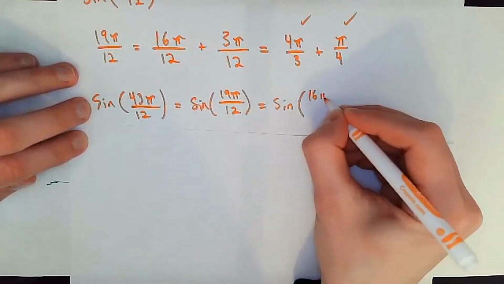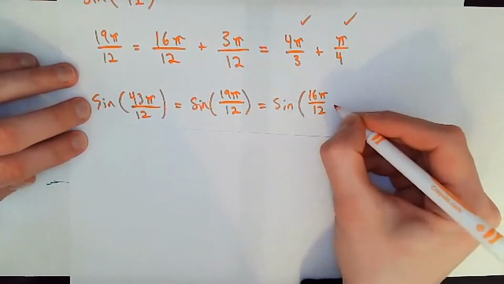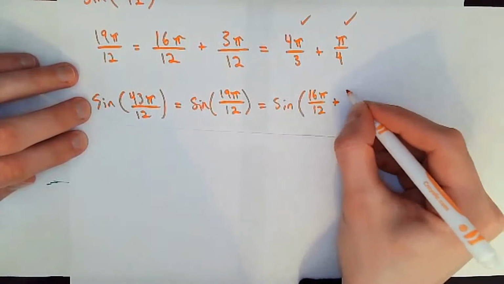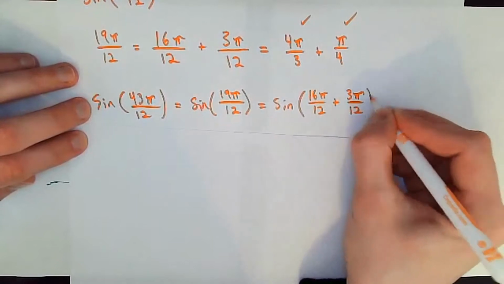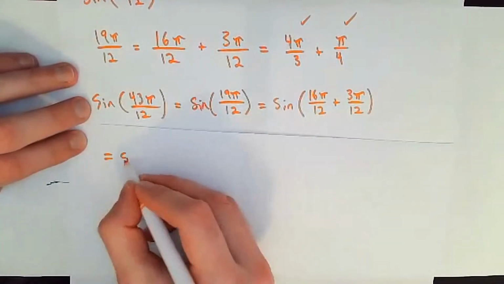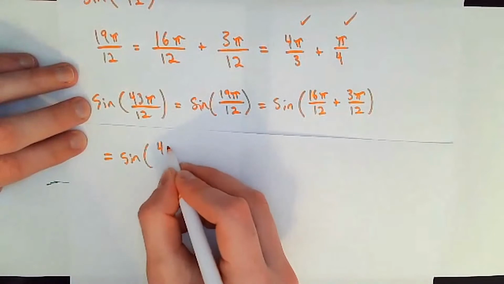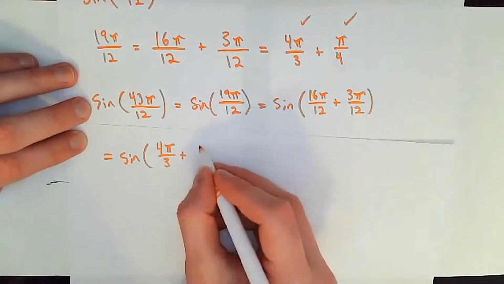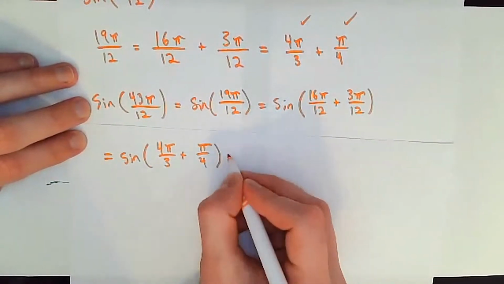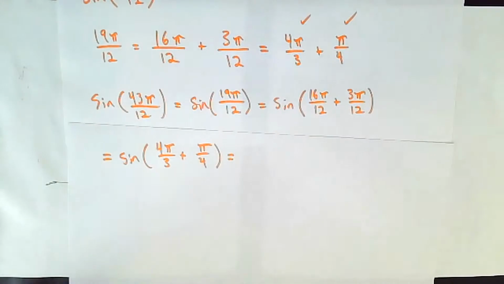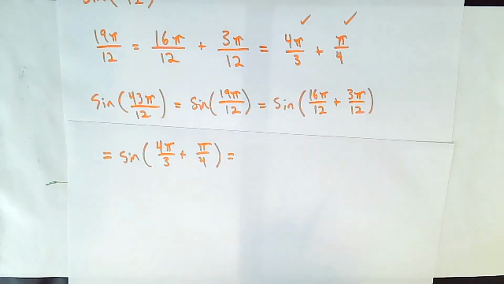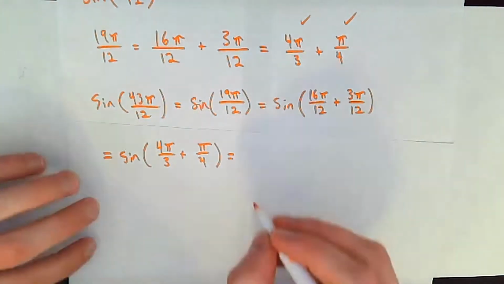Got rid of that. And now we said also, by the way, you can write sine of 19 pi over 12 as sine of 16 pi over 12 plus 3 pi over 12, which is equal to sine of 4 pi over 3 plus pi over 4. Those are special angles. I'm going to draw my reference triangles just like normal, but let me go ahead and get the formula down.